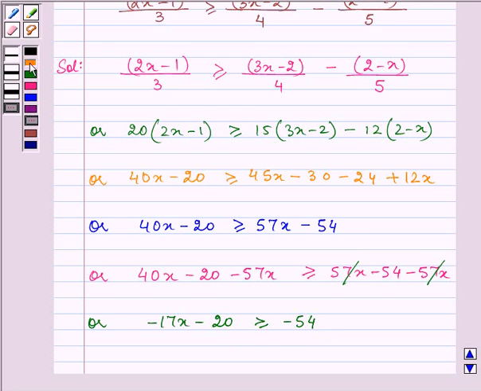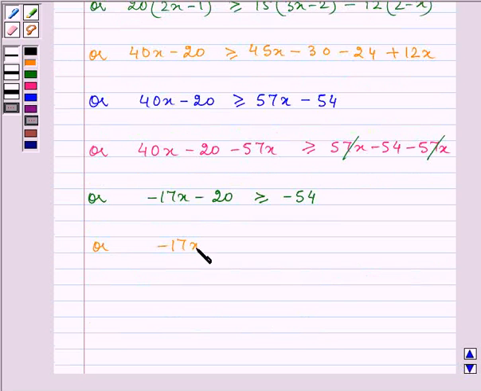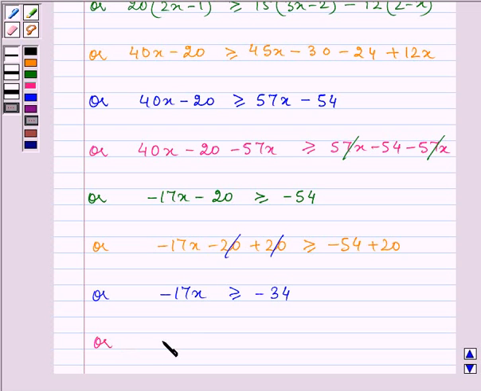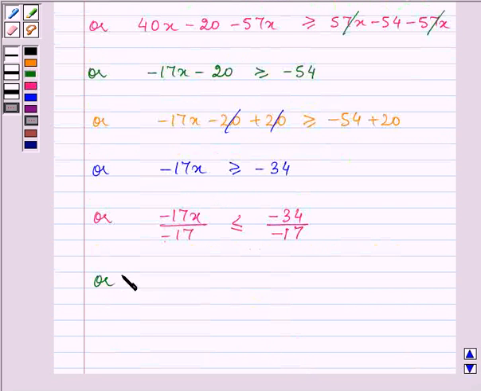Now, on adding 20 to both the sides, we have minus 17x is greater than or equal to minus 34. Now, on dividing both the sides by minus 17 and changing the sign of inequality, or reversing it, we have minus 17x divided by minus 17 is less than or equal to minus 34 divided by minus 17. On simplification, we have the value of x is less than or equal to 2.